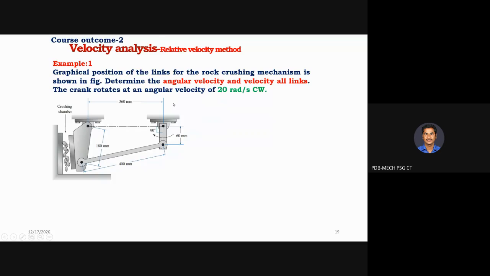Now look at this problem. The graphical position of the links for the rock crushing mechanism is shown in the figure. Determine the angular velocity and velocity of all the links. The crank rotates at an angular velocity of 20 radians per second in the counterclockwise direction. The same diagram I have given here with some input data. So how to proceed with this problem?